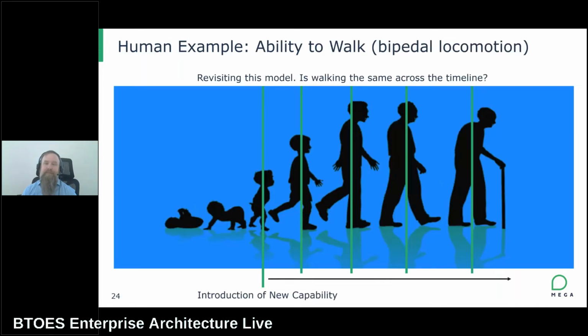So I'm going to go back to my human example. We spoke to the ability to walk, a capability I'll call bipedal locomotion. If I look at this and say, okay, the capability of the ability to walk, bipedal locomotion, is stable. It exists across a significant amount of time. Okay, but if I were to measure that ability across each of those points in time, would I end up with the same metrics? No.